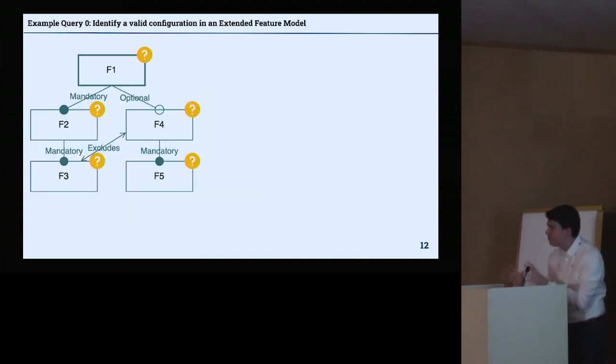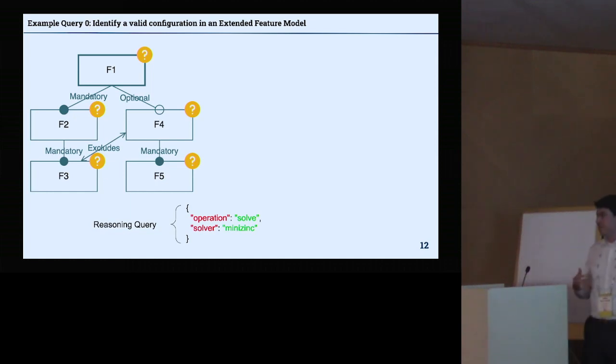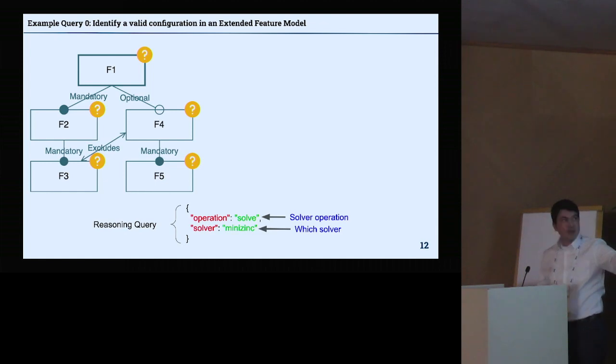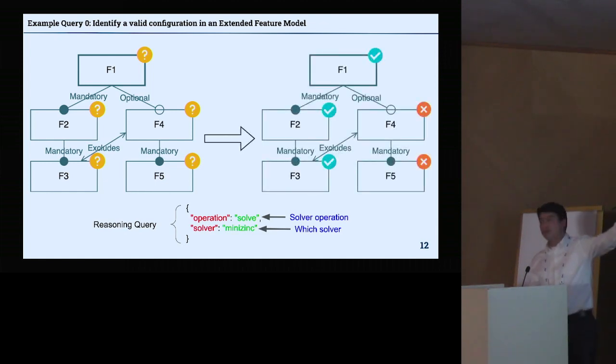So let's begin with a super simple example. Given this simple model, we want to find a given configuration. So how do we do it? Well, we envision the architecture with queries. So we're going to be declarative about it. We don't want to write code that tells us exactly how to interact with the solver. What we want to do is just give a query. We're going to say, I want to solve this model, I want to find a solution, and I want to do it with MiniZinc. What's going to happen is the system has to give us a valid solution. In this case, given the exclusion relationship, the only way we can have a valid solution is if we go towards the left.